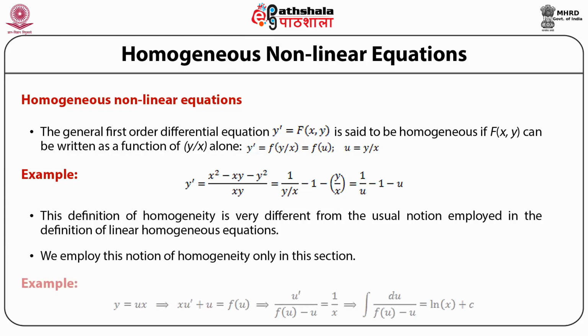Now we consider an example. y is equal to u of x. x times u prime plus u is equal to f of u. The equation may be rearranged as u prime by f of u minus u is equal to 1 by x. The equation has been put in the separable form and the solution is given by integrating the two sides. So, integral of du by f of u minus u is equal to natural logarithm of x plus c.